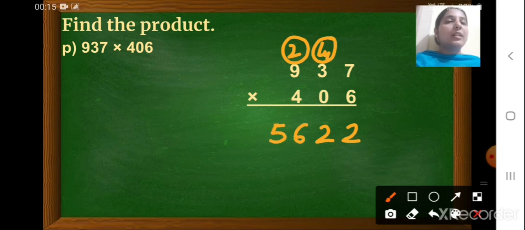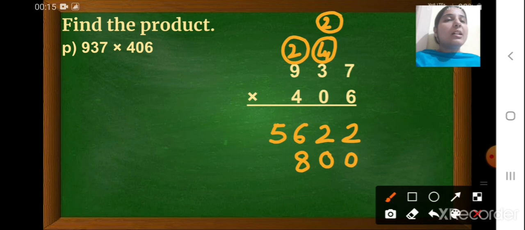Now let's write 0 how many times? 2 times. Why 2 times? Because if we multiply 937 by 0, we will get 0 only. So we will skip that step. Okay? And directly we will multiply 937 by 400s. So we will write 2 zeros here. And now let's multiply. 7 fours are 28. So 8 we will write here and 2 will be carried over to the hundreds place here.